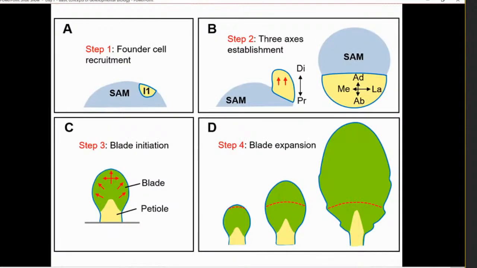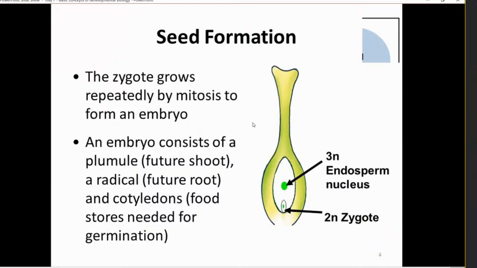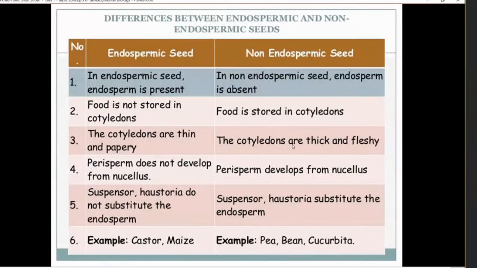With the presence and absence of endosperm, in this type the food is not stored in the cotyledon, but in the non-endospermic the food is stored in the cotyledon. The cotyledons are within a thin layer and properly arranged. The endospermic seeds are thick and freshly formed. In endospermic seed formation, the perisperm does not develop from the nucleus, but in the non-endospermic seed it does. Very important thing. It's a basic concept, but you want to remember. Examples for the non-endospermic seeds are bean, pea, and others; endospermic seeds are maize and castor.